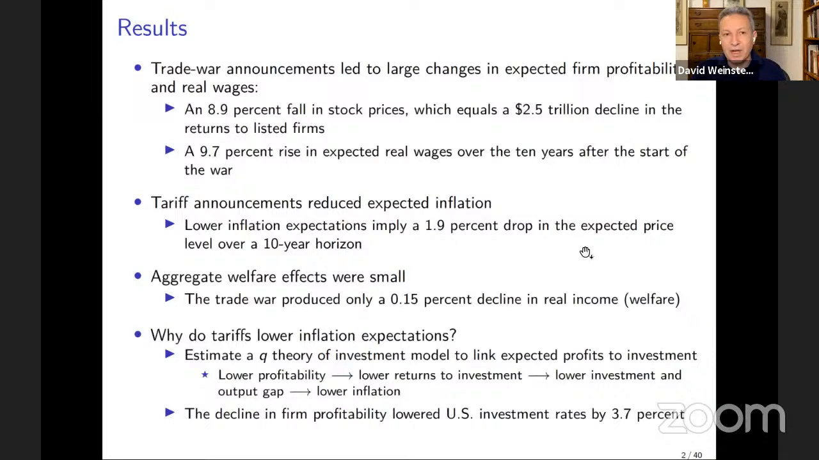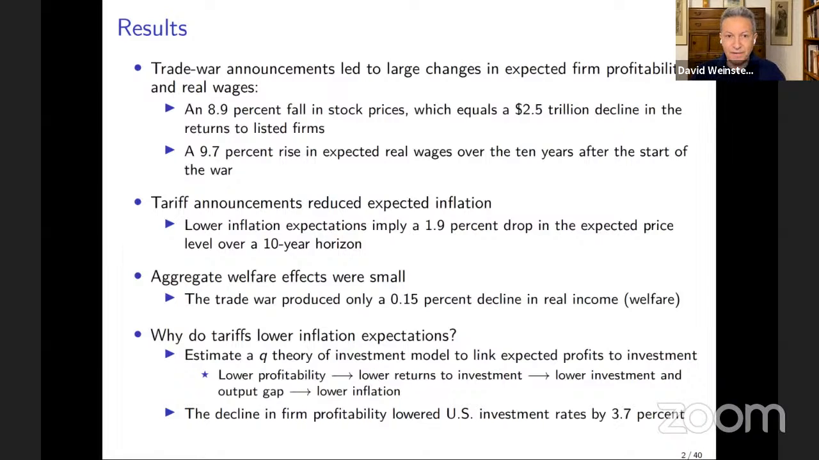So let me just quickly summarize the main results from this exercise. So we find that trade war announcements led to large changes in firm profitability and real wages. So one of the findings from our event study is that these trade war announcements led to an almost 9% fall in stock prices. Since we're working with the full set of listed firms in the US, that equals a $2.5 trillion decline in the returns of listed firms. So it's a big movement in stock prices.